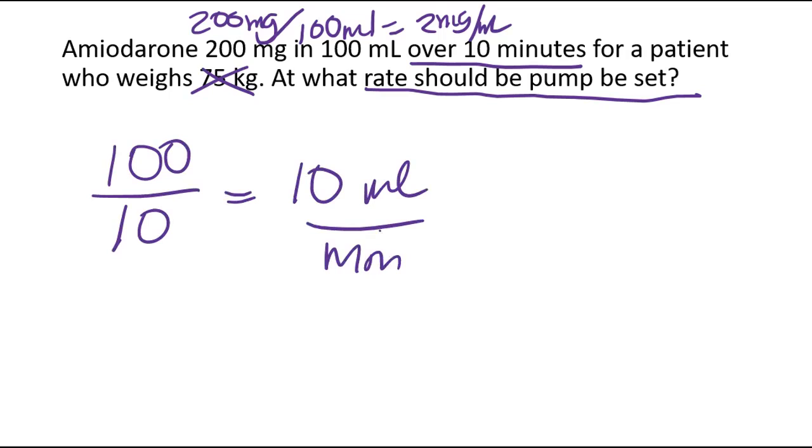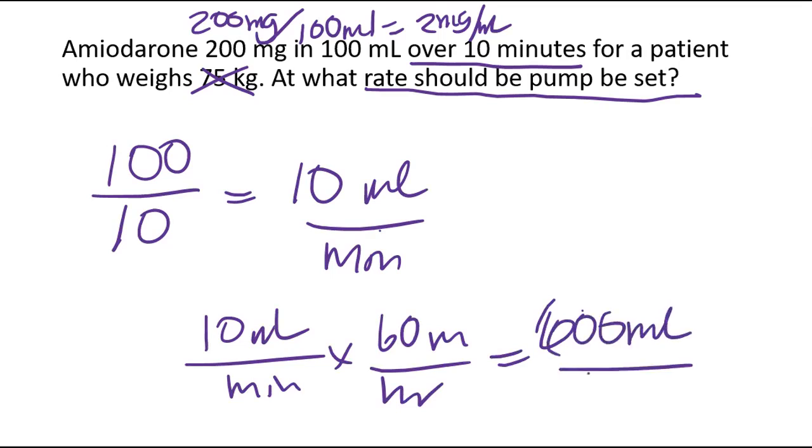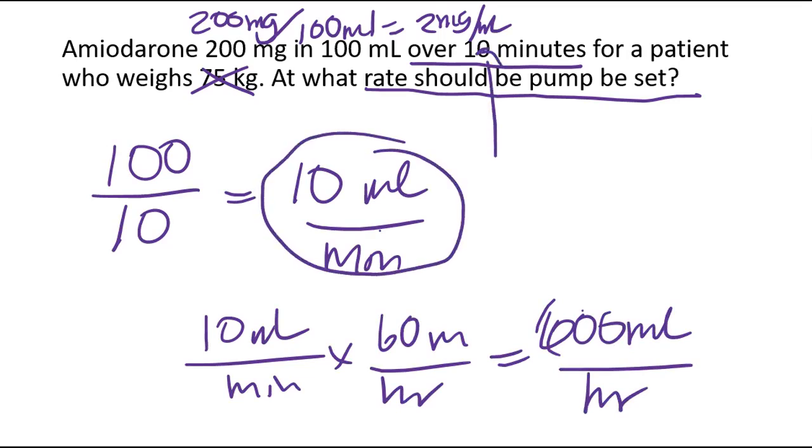And again, if you need hours, you can just multiply 10 mLs per minute times 60 minutes per hour, and you're going to get 600 mLs per hour. But this is the one you want because you're only giving it for 10 minutes, so you don't care about the hours very much.